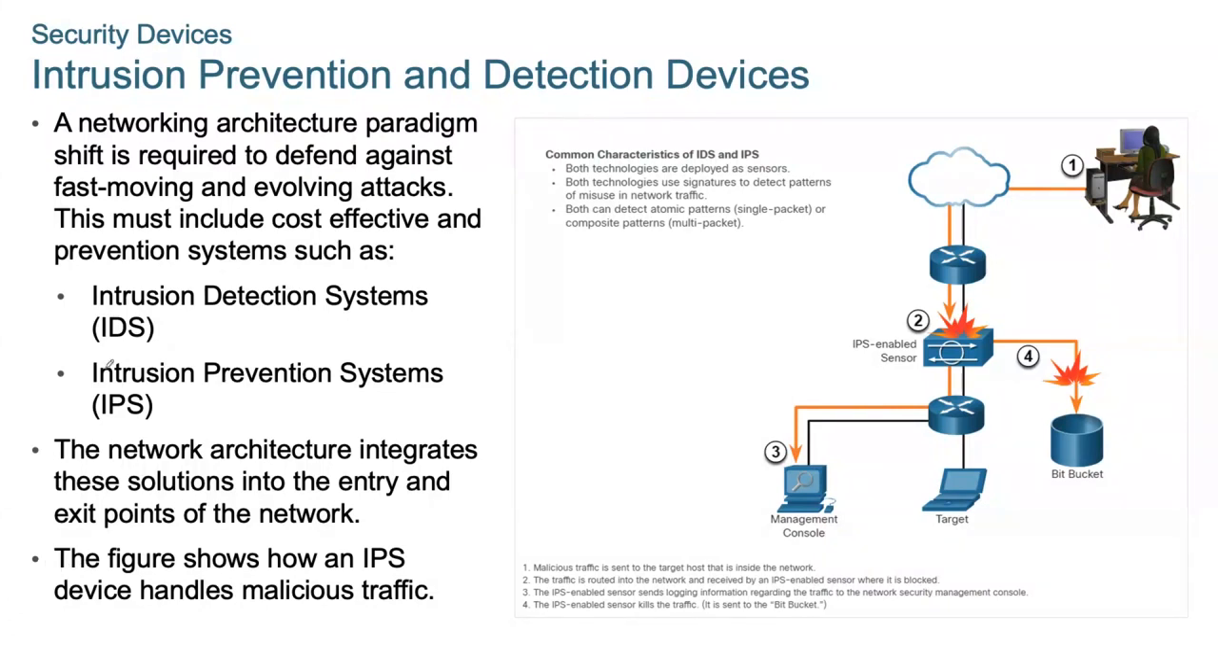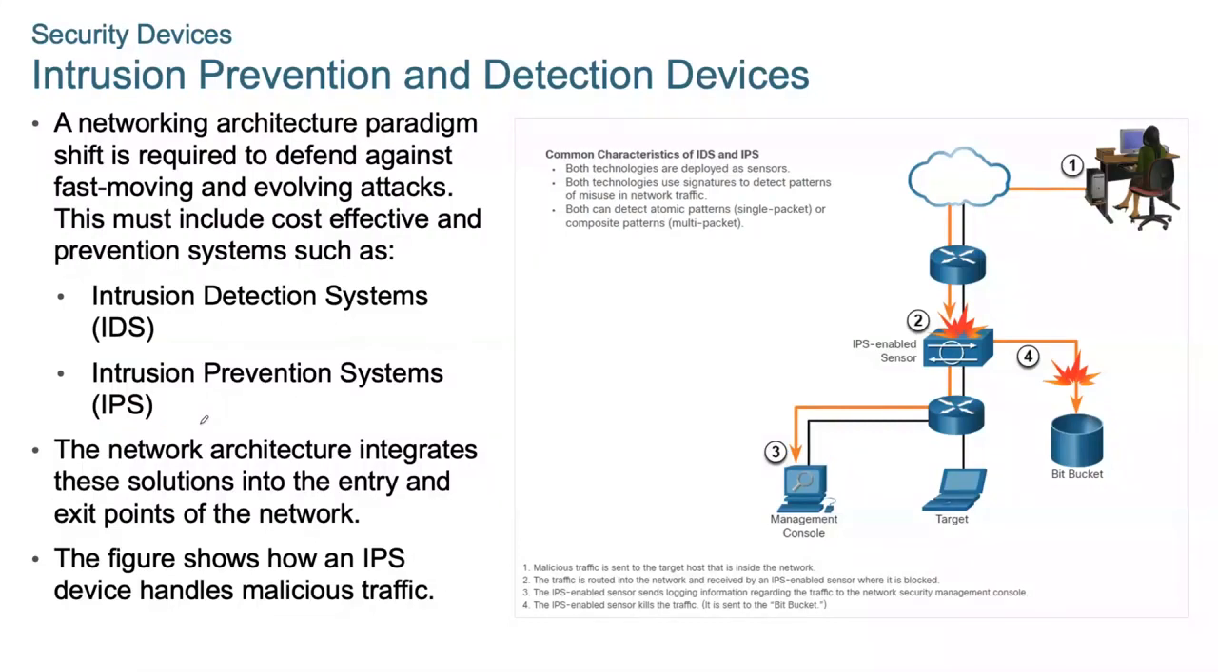So in these intrusion prevention and intrusion detection devices, a networking architecture paradigm shift is required to defend against fast moving and evolving attacks. This must include cost effective intrusion detection and prevention systems, such as your IDS and your IPS, that are required to protect your network by sensing the traffic coming inside the network and going outside the network.